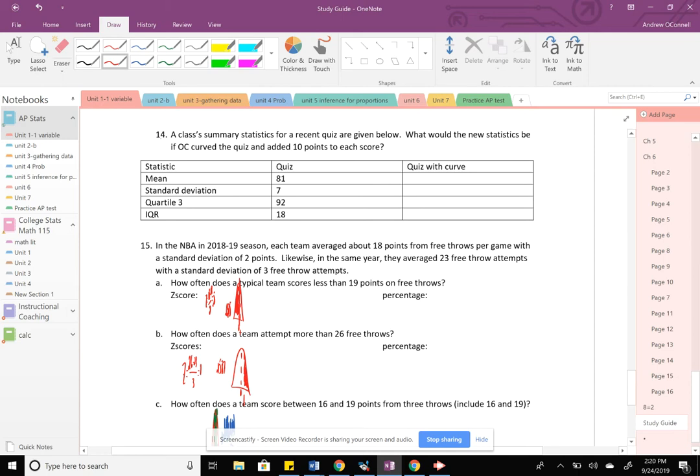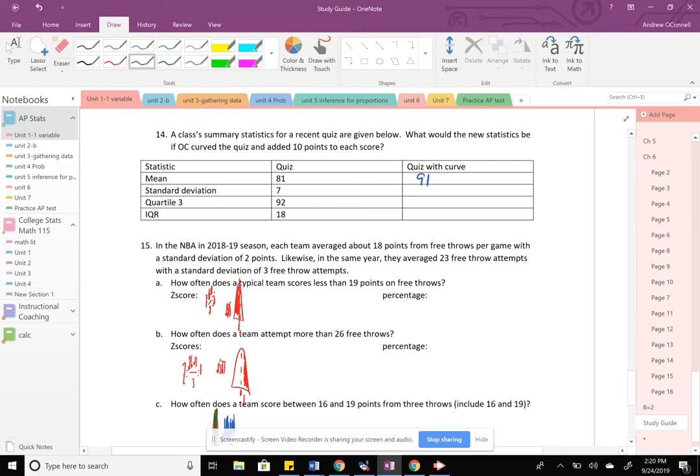On to 14. A class's summary statistics for a recent quiz are given below. What would the new statistics be if the teacher curved the quiz and added 10 to each score? This is asking if you know what happens to a data set's statistics when you add 10 to everything. Well, is the mean affected? Yes, it is. If the mean was 81 and I added 10 to everything, the mean is now 91.